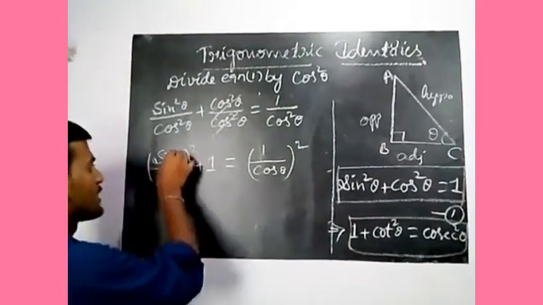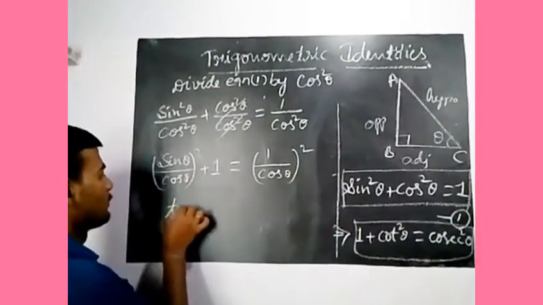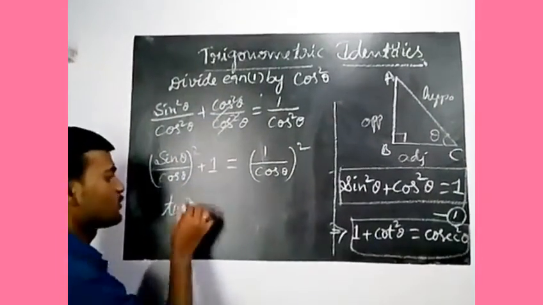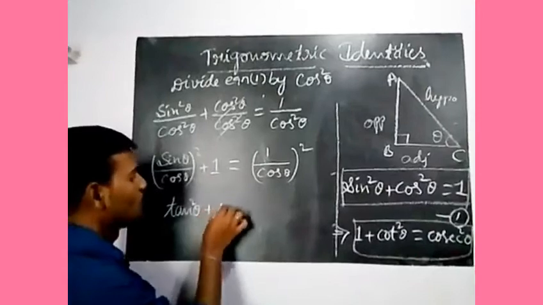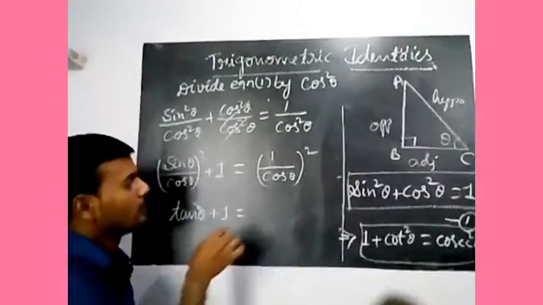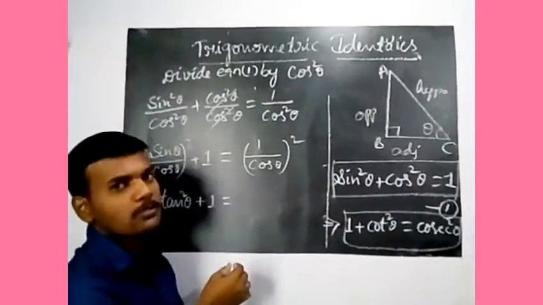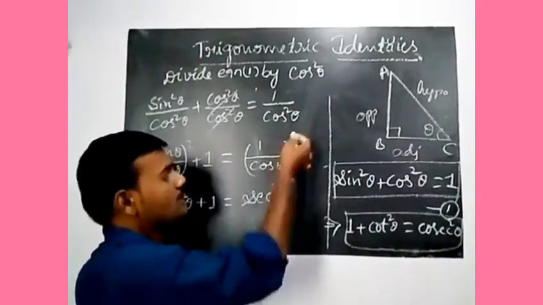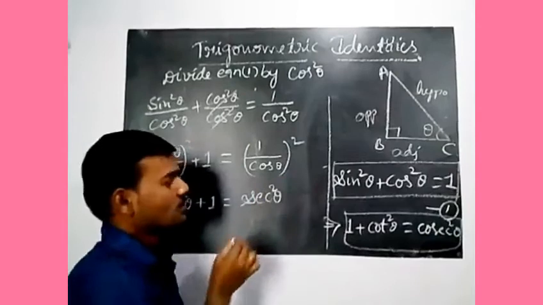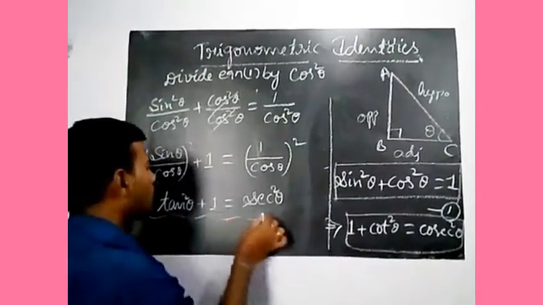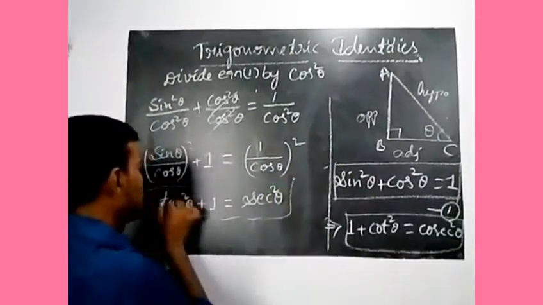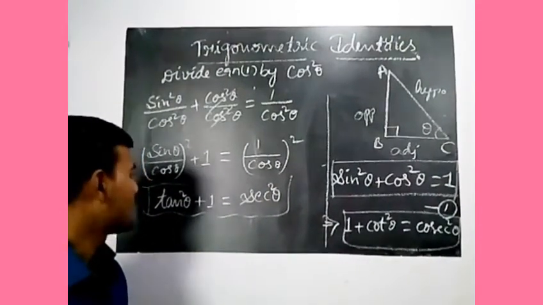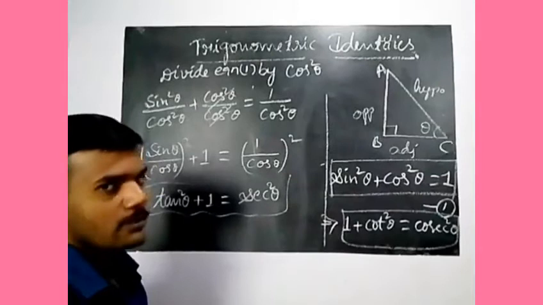Okay, sin theta by cos theta is tan theta. Tan theta whole square can be written as tan square theta plus 1, which is equal to 1 by cos theta whole square. 1 by cos theta is secant theta, and its whole square is secant square theta. It is the third trigonometric identity: tan square theta plus 1 is equal to secant square theta.